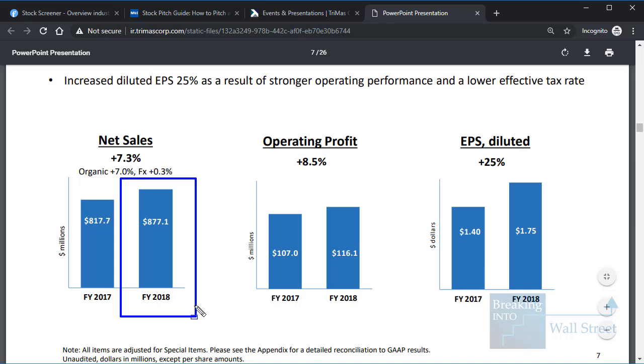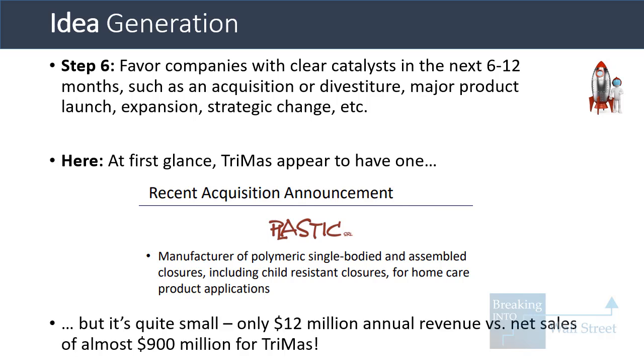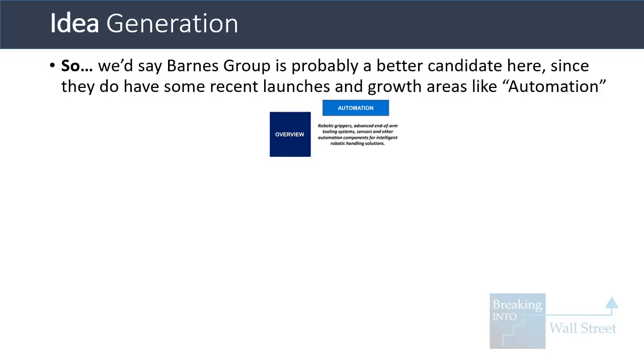So no matter how you slice it, a 10 or 12 million revenue company is just not going to contribute that much to something that is almost 100 times the size. Based on that, we would say that TriMas here is probably not the best one. If you look through, there are a couple other potential catalysts, but overall, we think that the Barnes Group is probably a better candidate for a couple of reasons.